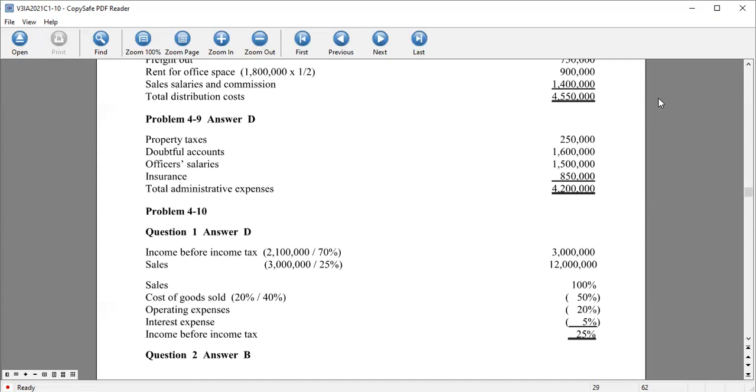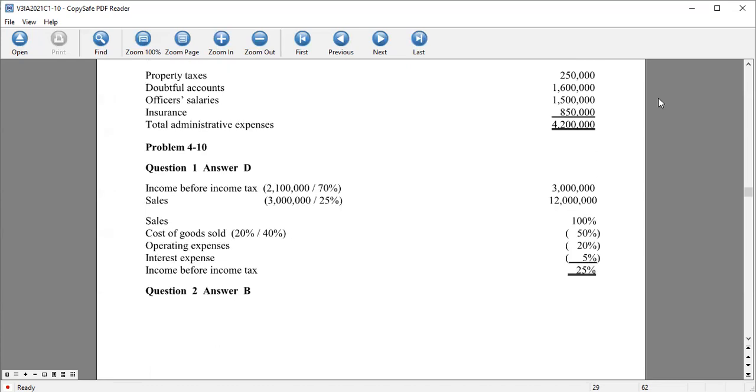Okay, now in number 9 we have to determine administrative expenses. So we have property taxes, doubtful accounts, officers salaries, insurance, and a total of 4.2 million. That's letter D. Then we go to number 10 with two questions. One, what amount should be reported as sales for the current year? And question two, the amount to be reported as purchases.